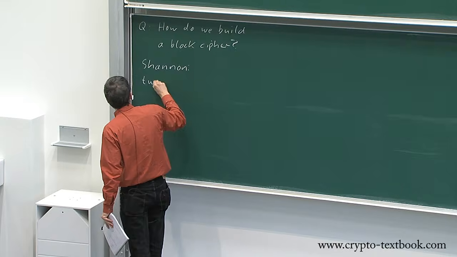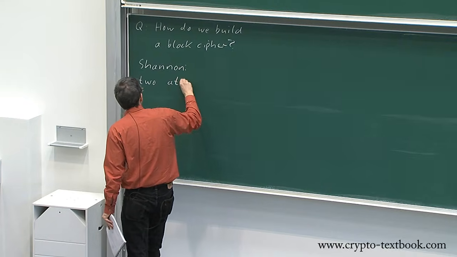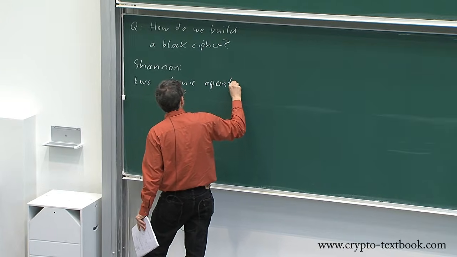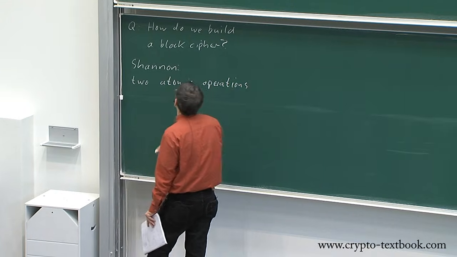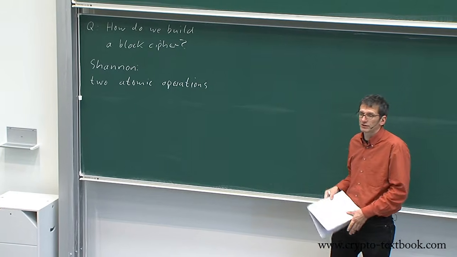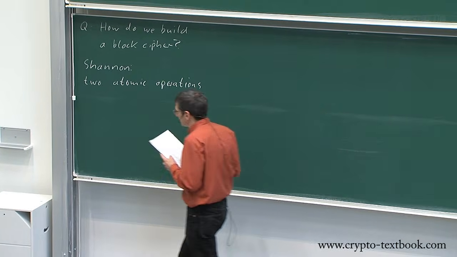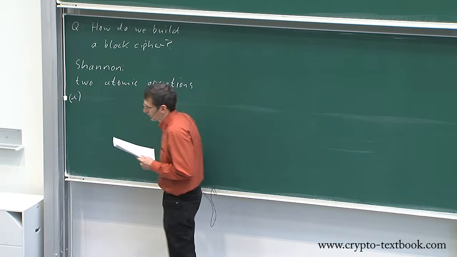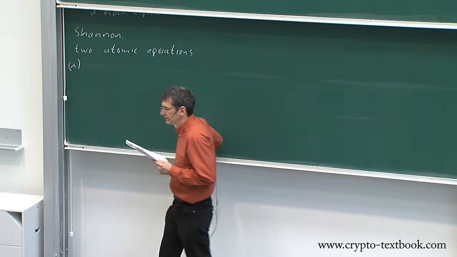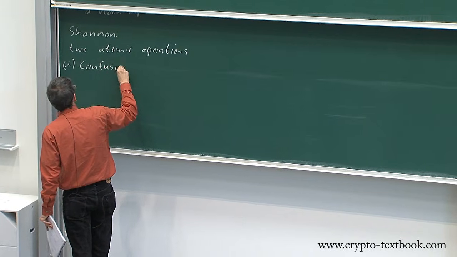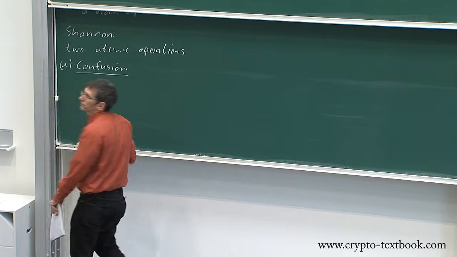He defined 2 atomic operations, or basic. Atomic is maybe a little bit too ambitious. So some basic operations that each block cipher should perform, namely, the first one is I, or 1, or A, or B, or alpha. So the first is, it's called confusion.